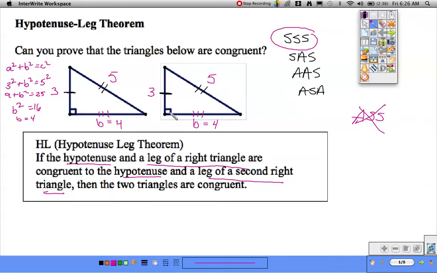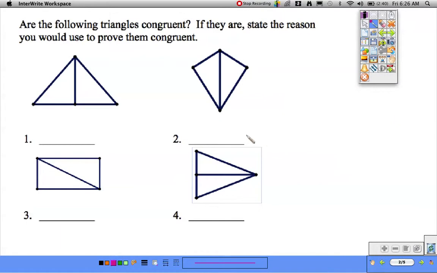So notice when we started, if I didn't have these numbers 3 and 5, I had one pair of legs on the right triangle, I had the hypotenuses that were congruent, and I noticed the triangle was a right triangle. Those are the 3 things that I can use to say, you know what, I don't have to use side-side-side. I have the hypotenuse and legs of 2 right triangles, so they are congruent. So from here on out, we're going to use 5 possible theorems to prove triangles congruent. Everything else remains the same. So let's look at some examples of how we might use this.